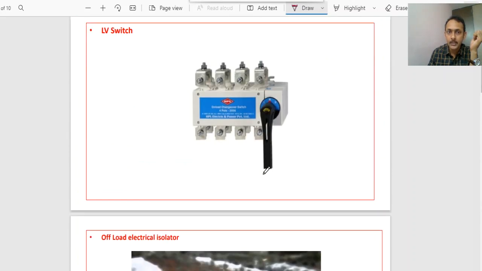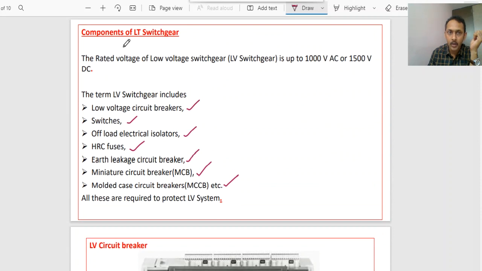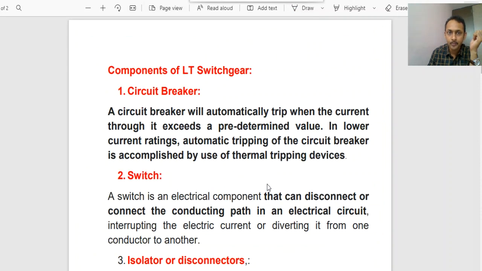Coming to their purpose, the purpose of LV circuit breakers, if you observe, the circuit breaker is going to automatically trip when the current through it exceeds a predetermined value. So if during any abnormal condition there is any rise in the current through the device, then it is going to get automatically tripped, right? In lower current ratings, this automatic tripping of the circuit breaker will be accomplished by using thermal tripping devices.